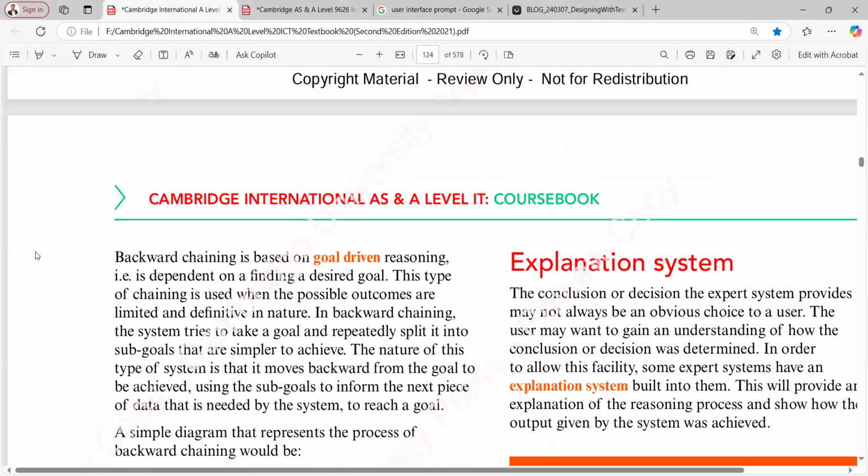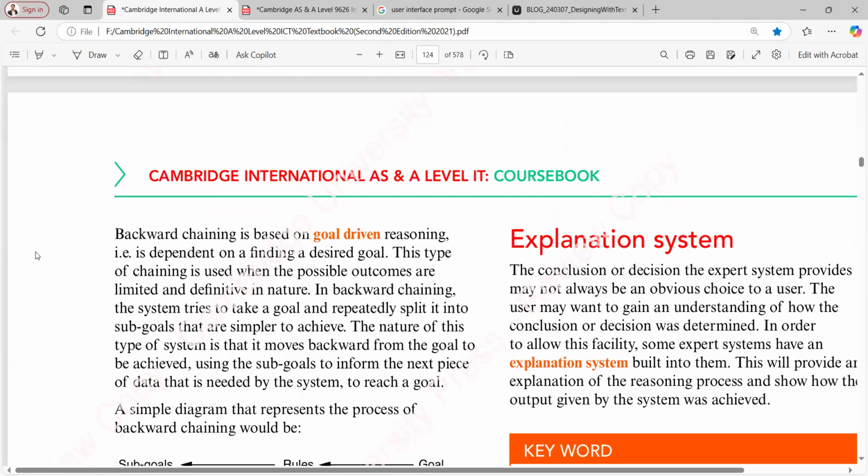Backward chaining is based on goal-driven reasoning. It's dependent on finding a desired goal. You have to find a desired goal. This type of chaining is used when the possible outcomes are limited and they are definitive in nature. In backward chaining, the system tries to take a goal and repeatedly split it into sub-goals that are simpler to achieve. So the nature of the system is that it moves backward from the goal to be achieved using the sub-goals.